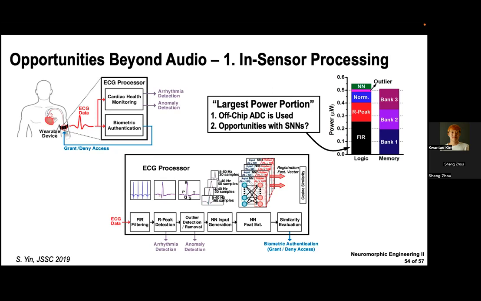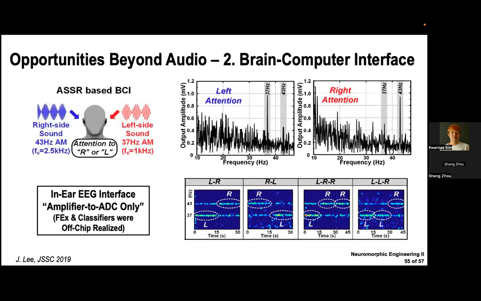And you can see that in the overall power breakdown, the prior filtering stage is the most power-consuming part, which means this is the digital feature extractor side. We can also benefit from our neuromorphic approach, and there are also opportunities to be connected with a spiking neural network classifier.